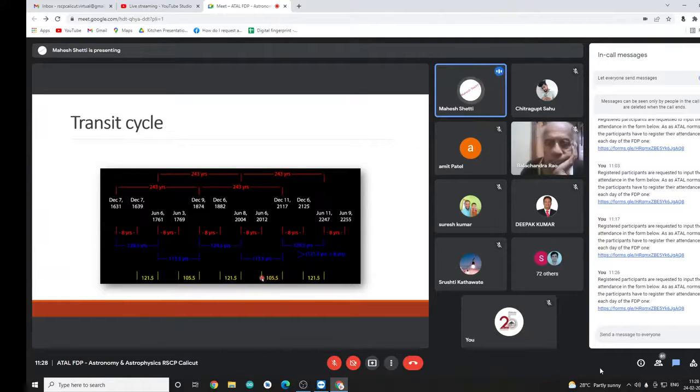That means instead of June, it will happen in November or December, and then again there will be a gap of 8 years, and again a huge gap of 121 years. So in total 243 years; within 243 years, the cycle repeats. It is like 8 years, 105.5 years, again 8 years, 121.5 years, and then the entire cycle repeats. So the next Venus transit possible is on December 11, 2117. We don't know how much medical science will progress to keep us alive by that time.